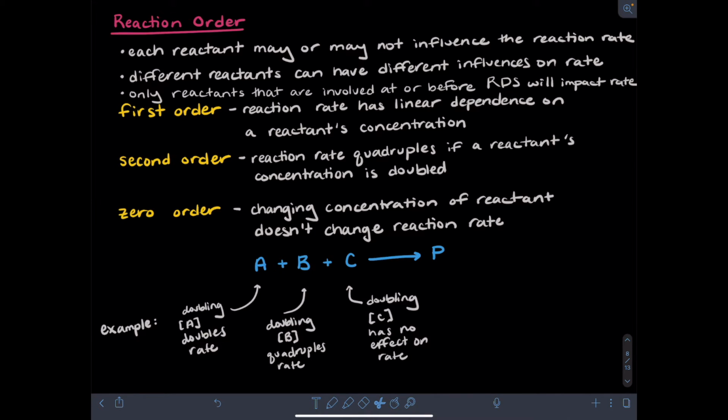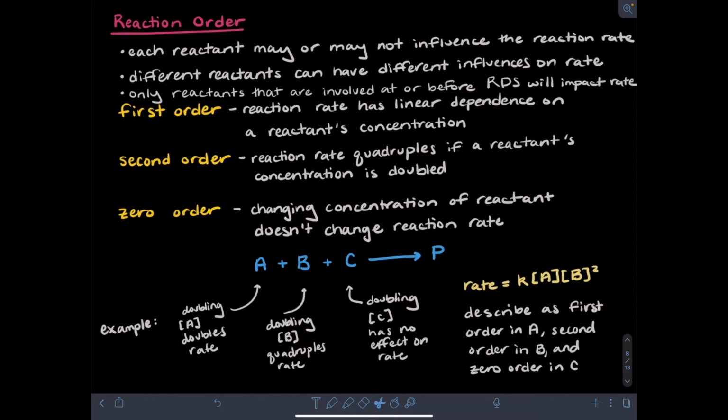So let's consider a 3-reactant system, A, B, and C, going to form a product P. As a potential scenario, I'm giving you an example where doubling the concentration of A doubles the rate, doubling the concentration of B quadruples the rate, and doubling the concentration of C has no effect on the rate. The rate law for this reaction would be that the rate would be equal to a rate constant k times the concentration of A times the concentration of B squared. We would describe this reaction as being first order in A, second order in B, and zero order in C. If you wanted to, you could put a C term in your rate law raised to the 0 power, but it's also okay to omit this.